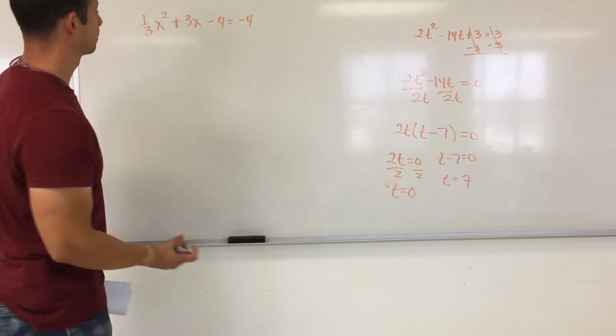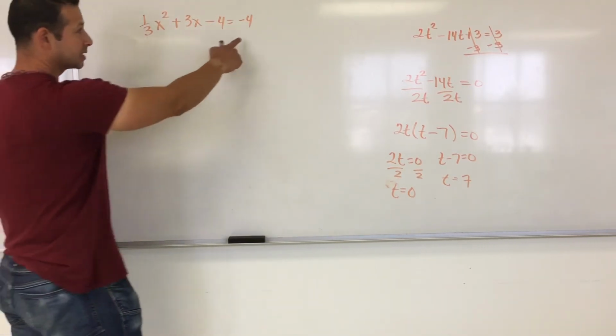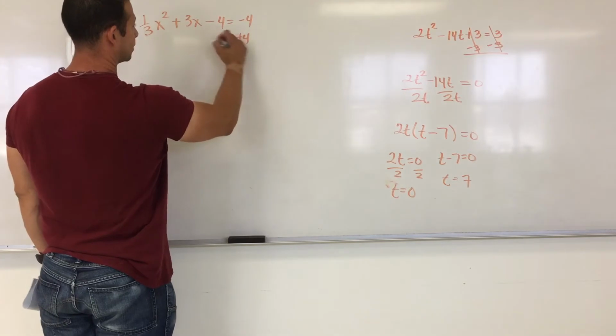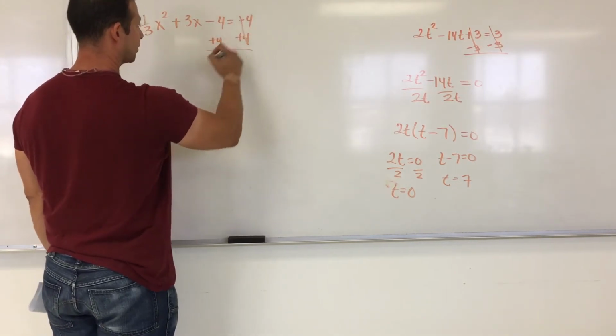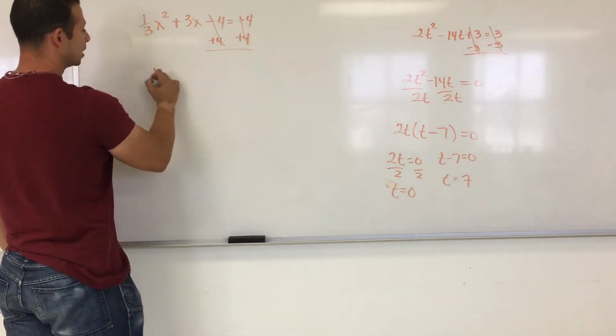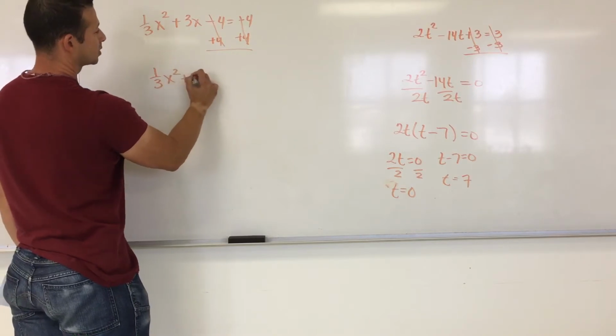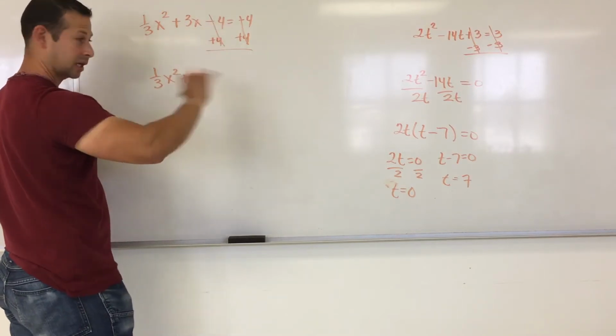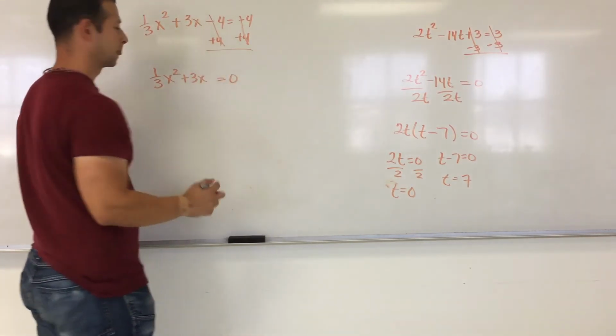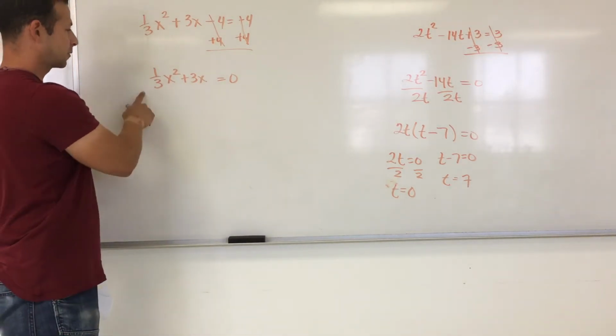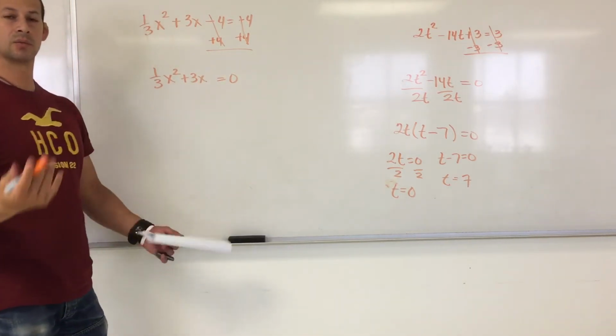Same difference. Bring this negative 4 over, it becomes a positive 4. That simplifies out, so does this one here. You're left with 1/3 x squared plus 3x. That cancels out, which is nice, equals nothing. But here's a problem. This fraction is messing me up, so I've got to get rid of it.